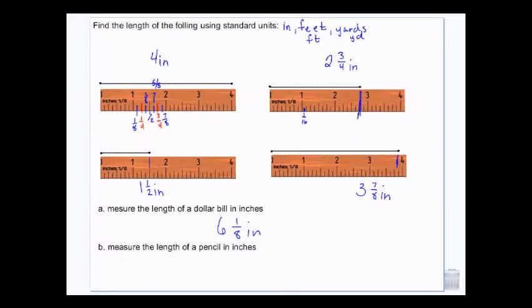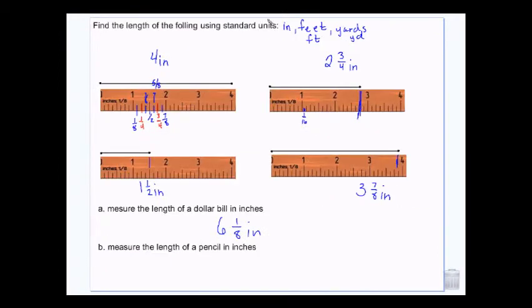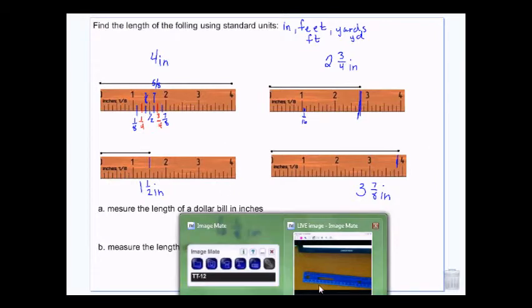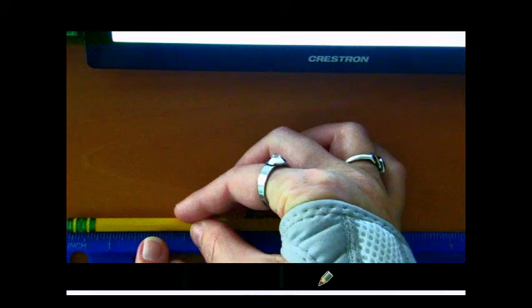So 6 1/8 inches is the same thing as 15.6 centimeters. Okay. And we'll measure the same pencil, if I can find my mouse. Okay. So again, I'm lining up the tip of the eraser to the 0.